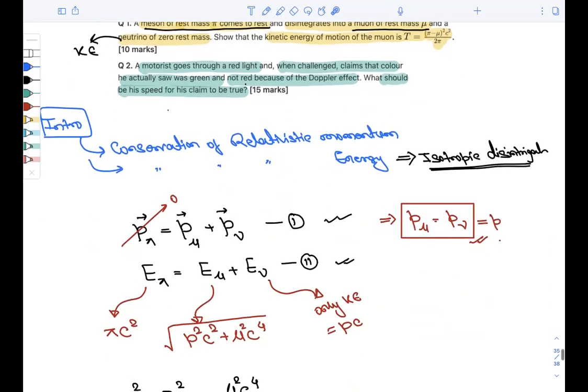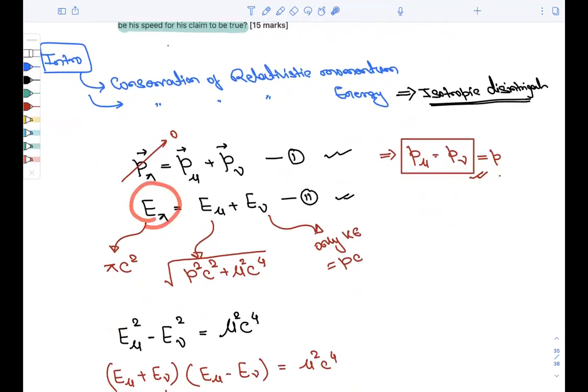If you put these things, you will get that since it was at rest, the initial momentum will be zero. That means P mu is equal to P neutrino. They will be equal and opposite. So as far as magnitude is concerned, you can write P mu equals P neutrino equals P. Now let us talk about the energy they will have. E pi is at rest, so it will have only rest mass energy, pi c square. The muon will have the complete energy, kinetic plus rest mass, and the neutrino will only have the kinetic energy, that is Pc.